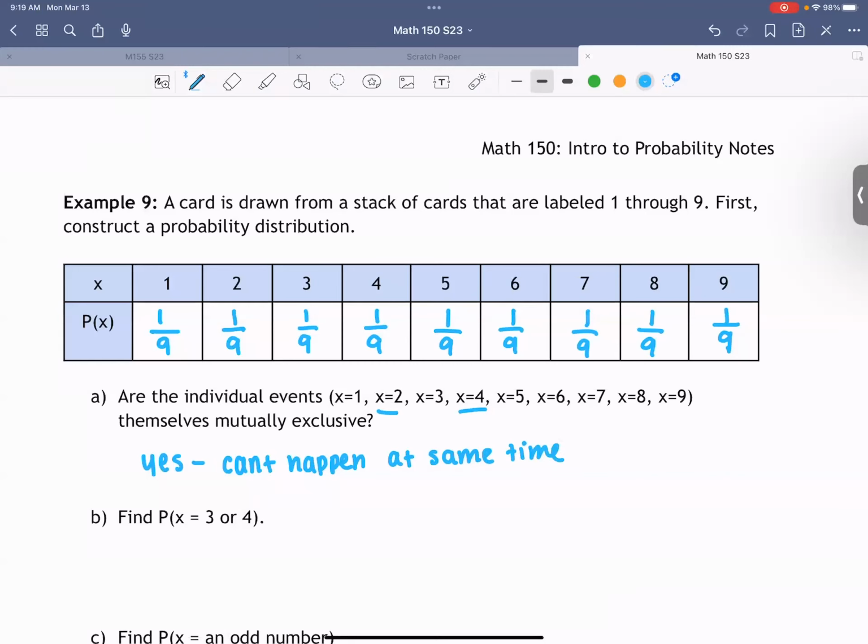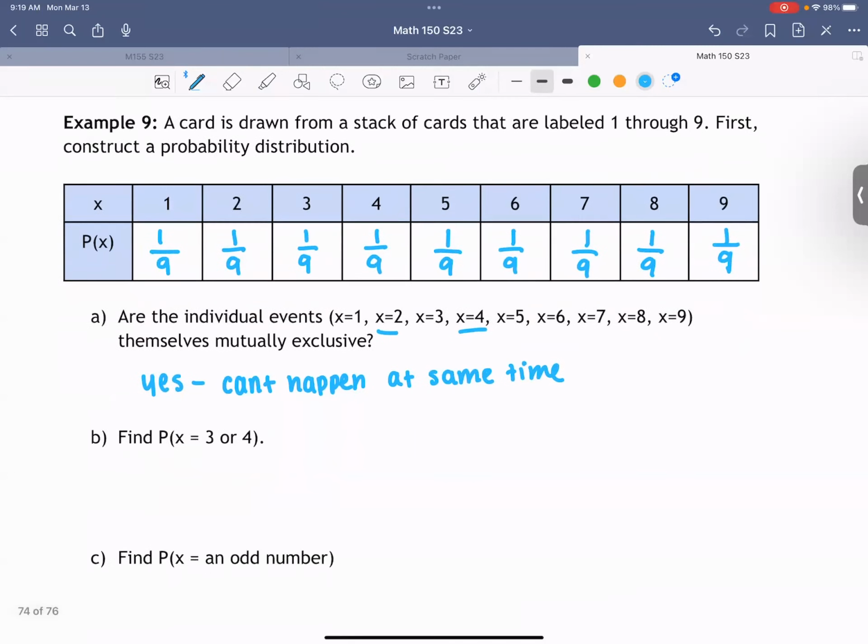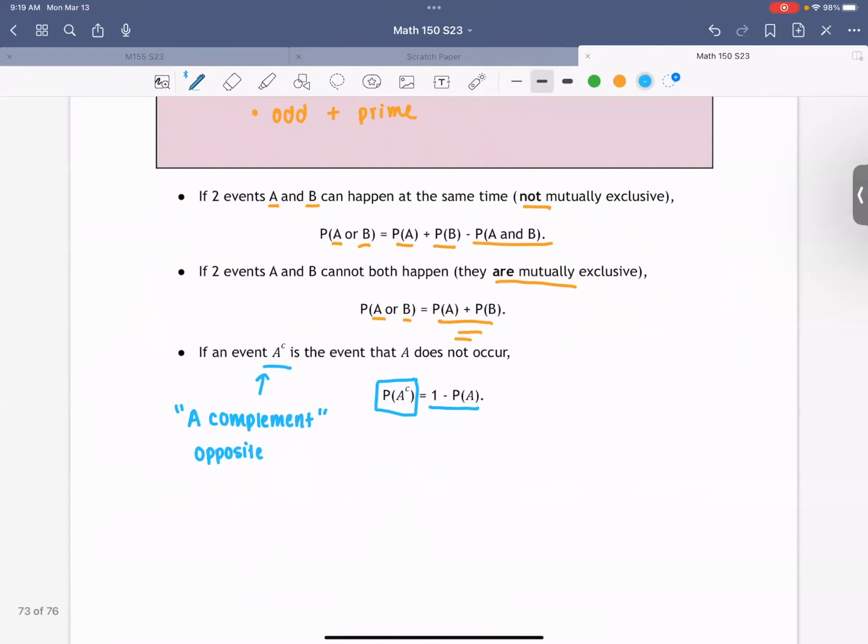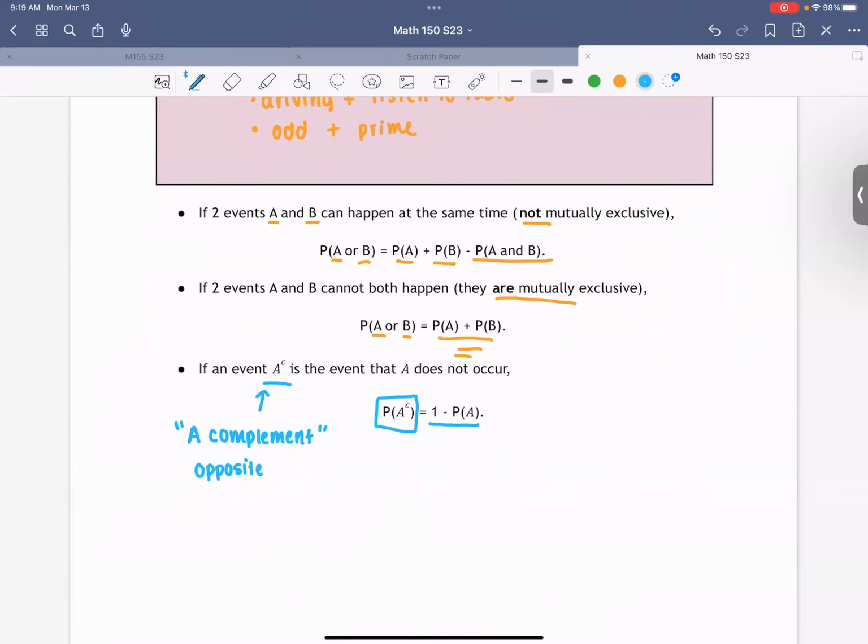Okay, now that we know this, it makes it easier for us to find the probabilities of things, okay? This question's asking us to find the probability that x equals 3 or x equals 4. First of all, let's take a look at our rules. Which rule do you think I'm going to use here? 1, 2, or 3? Is it 1?